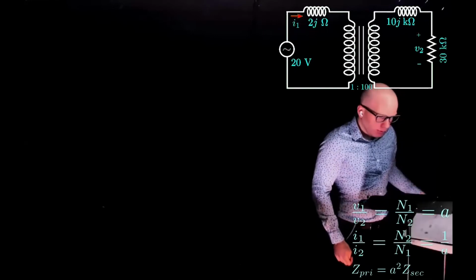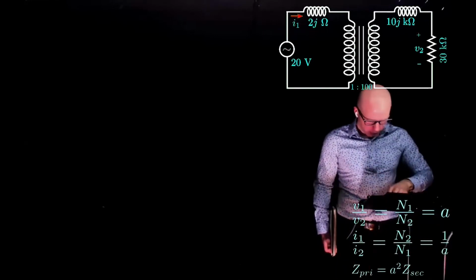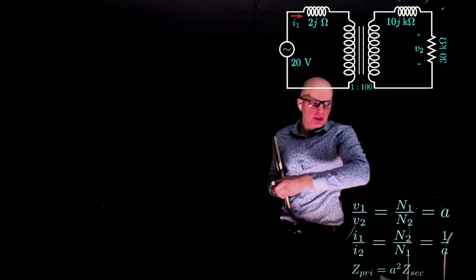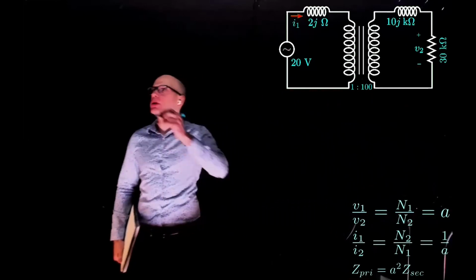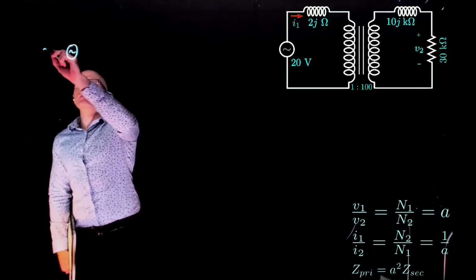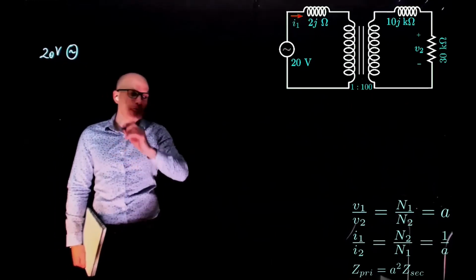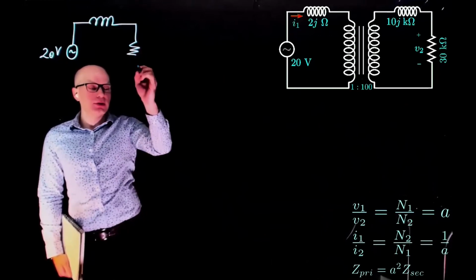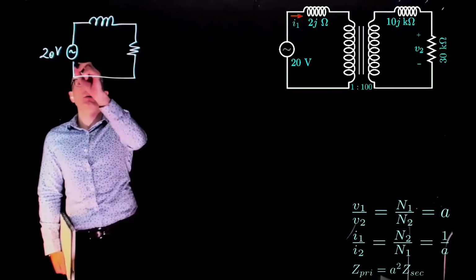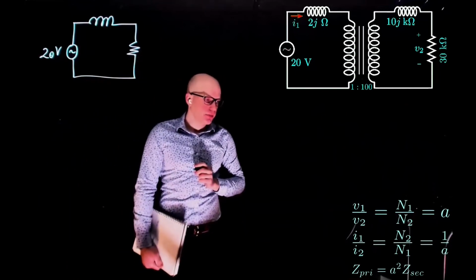Okay, so let's do this one then. We can start by creating an equivalent circuit. How would our equivalent circuit look? It would look like the input here, which is 20 volts. Then you have a reactance. We have an equivalent load, and that's it.